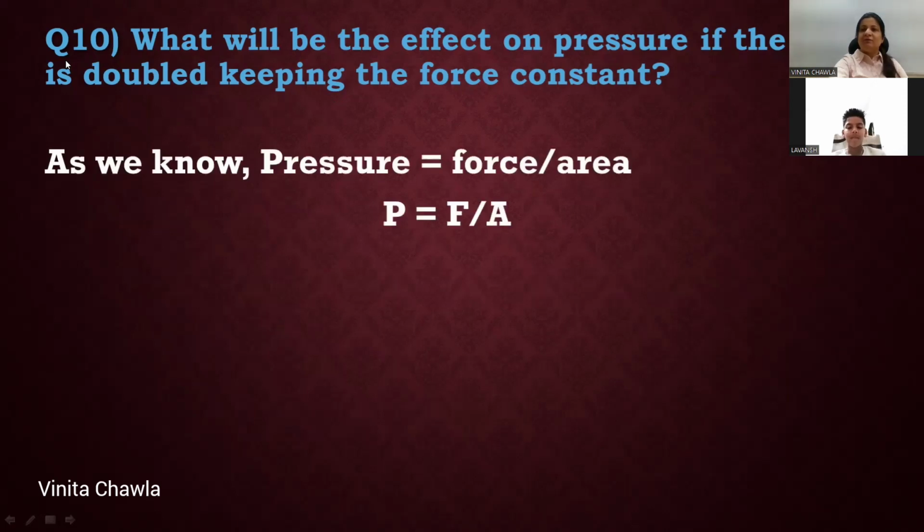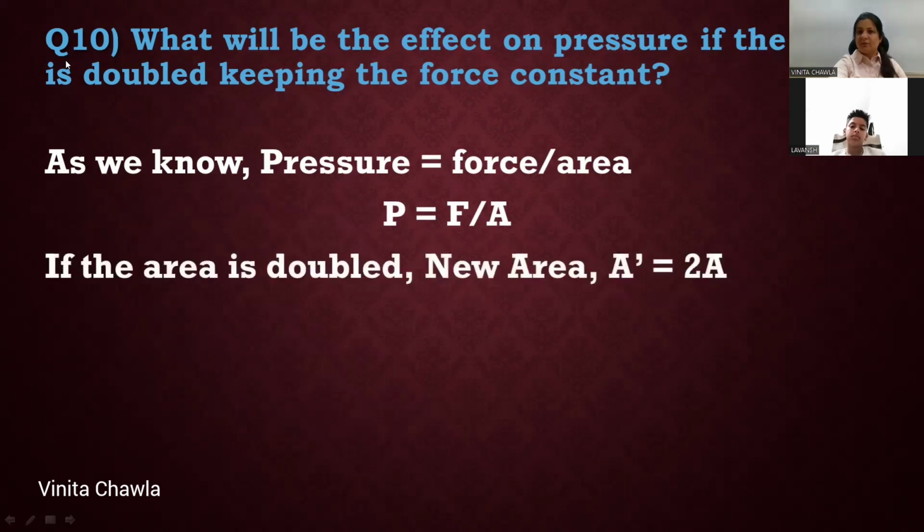So how will we do this? First, we know that pressure is force upon area. Now we are increasing the area and keeping the force constant. So the new area is doubled. New area can be written as twice of previous area. We denote this new area by A dash and the previous area we had was A. If the area is doubled, we can write this as 2A. So this new area A dash is 2A.